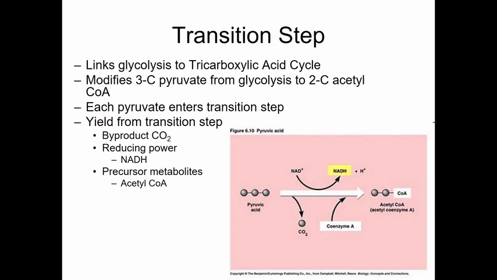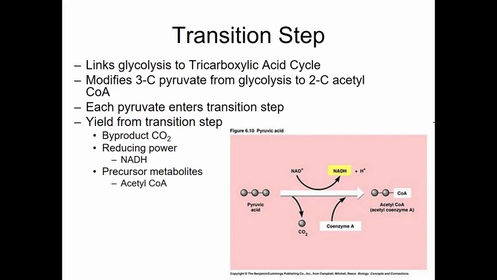So step number 2 is known as the transition step. It's also called pyruvate oxidation. If we oxidize it, what's happening to our electrons? Are we gaining them or losing them? Losing. We're losing them, okay? So in pyruvate oxidation, we're losing electrons, we're breaking it down. What happens here is that this is going to link glycolysis to the TCA cycle.